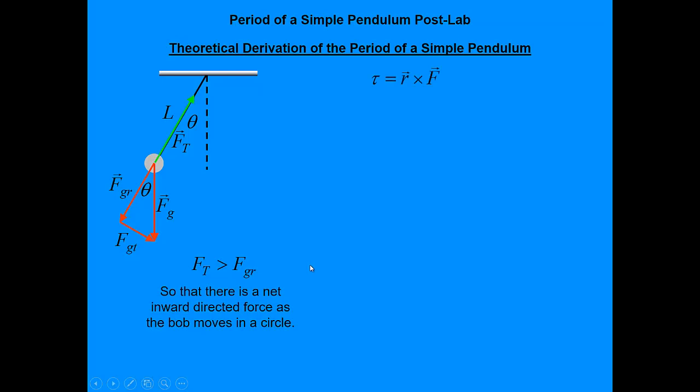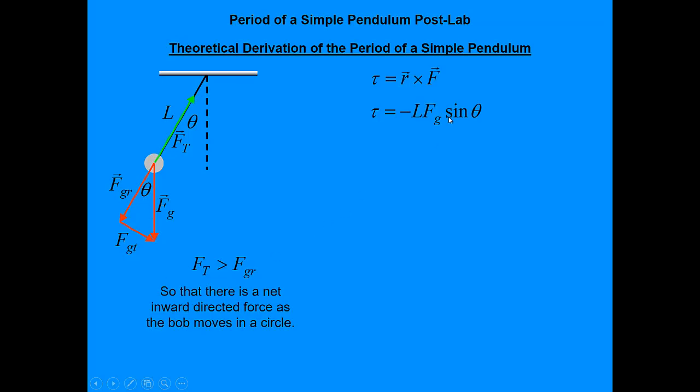So, let's talk about the torque that's exerted. Now, first of all, the force of tension and the radial component of the force of gravity exert no torque because they are radial. There's no angle in between. Torque is given by R cross F, or RF sine theta. So the R is L, and the force is the force of gravity, and theta is the angle in between R and F, which would be theta.